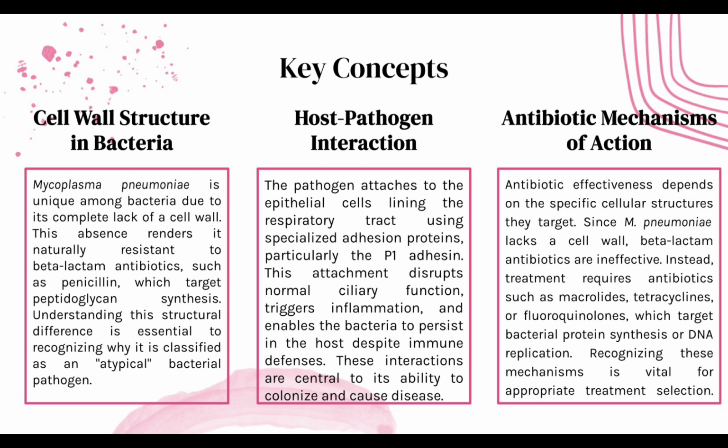And finally, we need to understand how antibiotics work. Since M. pneumoniae doesn't have a cell wall, drugs that target peptidoglycan synthesis like penicillin are ineffective. Instead, antibiotics such as macrolides or tetracyclines are used, which interfere with protein synthesis or DNA replication, making knowledge of antibiotic mechanisms essential for proper treatment.